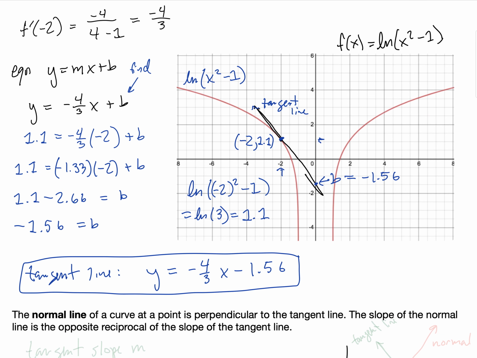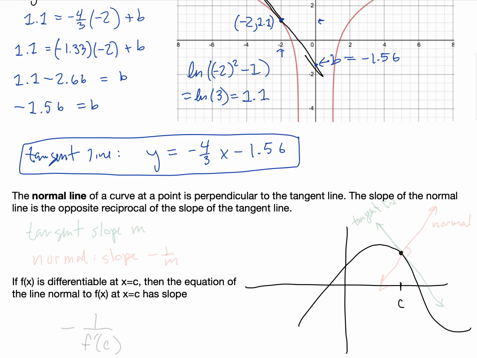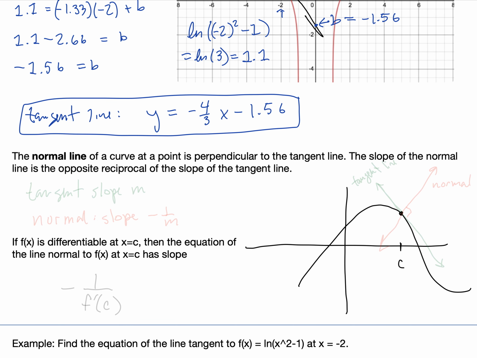The normal line of a curve at a point is the line that is perpendicular to the tangent line. So if this is our tangent line at the point c, then the normal line is perpendicular to that line. There's a 90-degree angle, so that is our normal line.